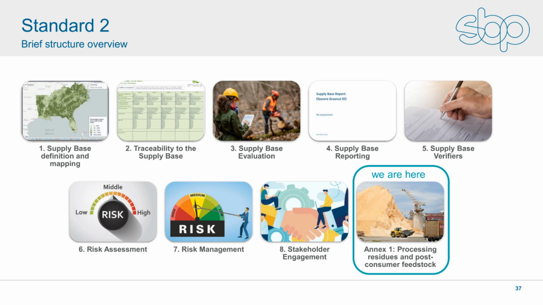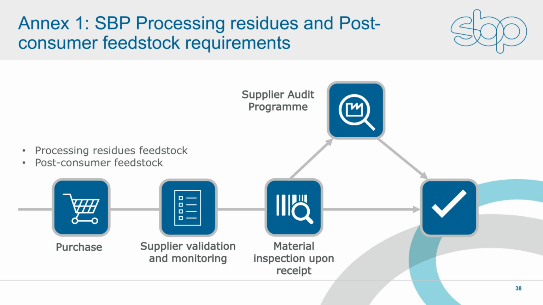Finally, Annex 1, the requirements for processing residues and post-consumer feedstock. Annex 1 sets out specific requirements for processing residues and post-consumer feedstock. The annex is built around 3 elements that work together: verification, inspection, and audit.